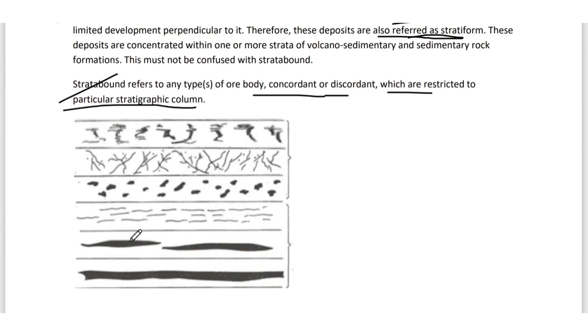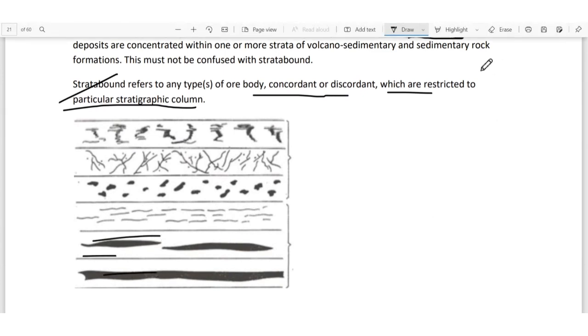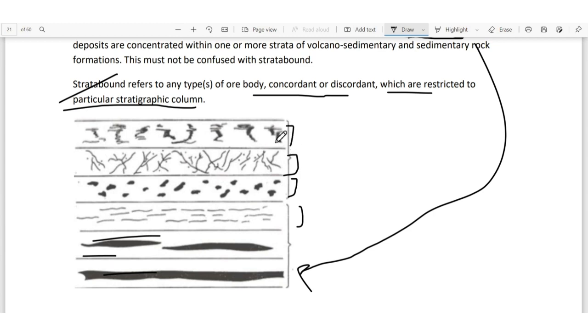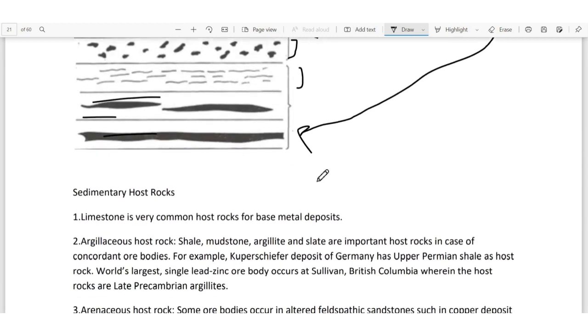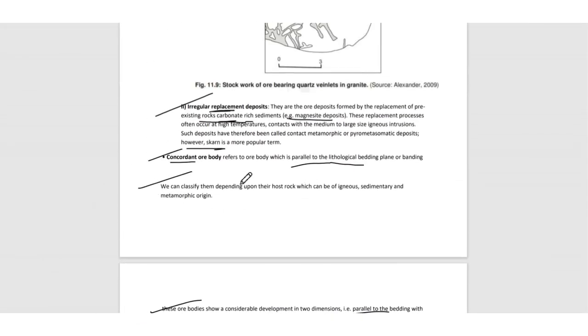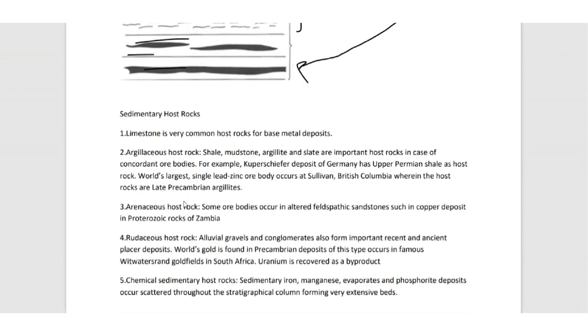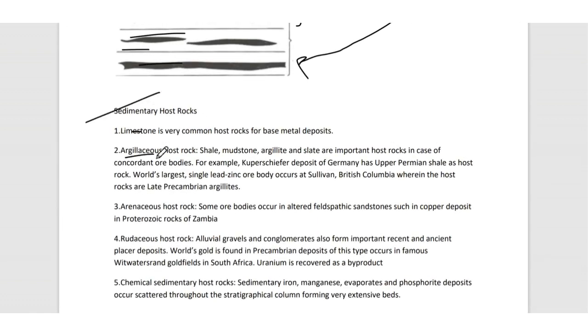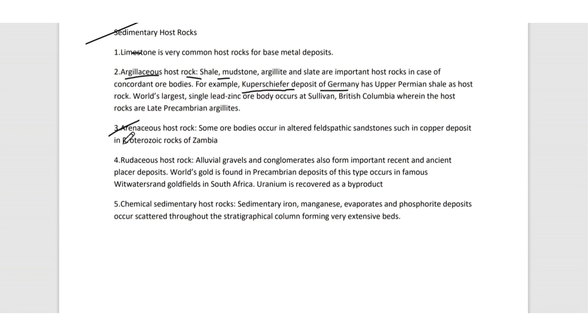Okay. So for these parallel to bedding, you can see these black ones, they are stratiform deposits, and these which are restricted to a single or particular stratigraphic column, these are strata bound deposits. Next, we can classify this on the basis of host rock, like it can be igneous, sedimentary, or metamorphic. So sedimentary host rocks are limestone, argillaceous rocks such as shale, mudstone. Okay. And this Kupferschiefer deposit of Germany is a famous example. Or arenaceous host rock, it can be rudaceous, chemical sedimentary host rock.